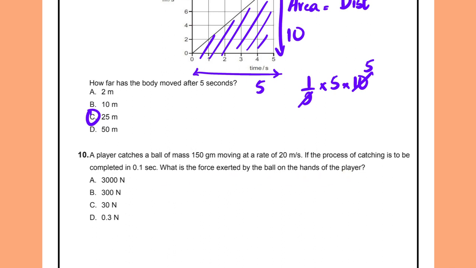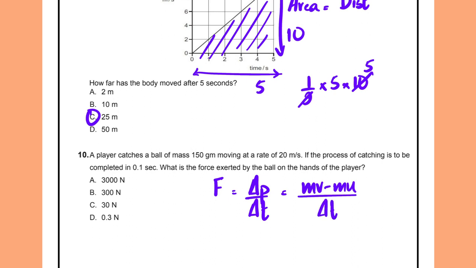So first thing we should note is that this mass is in grams. It's not in kg. So it's not in our SI units. And this was previously moving at this speed of 20 meters per second, and we have to catch it. So we really have to bring it to rest. What is the force exerted by the ball on the hands of the player? So what we can use in this case is the definition of force, the rate of change of momentum. And if I can find this out, I can just divide by the time.